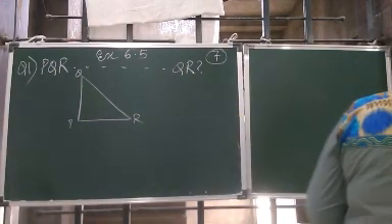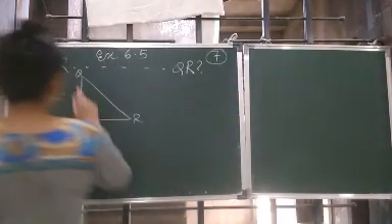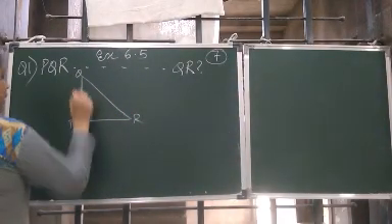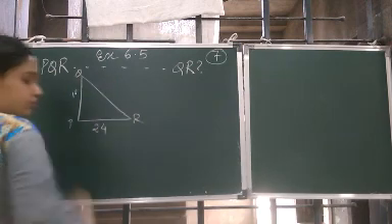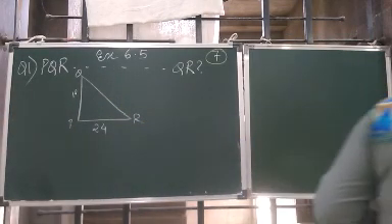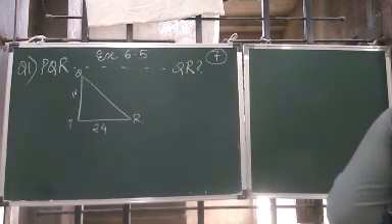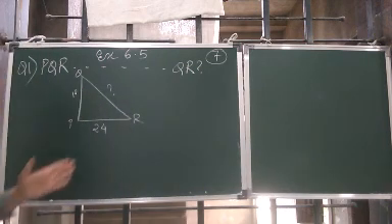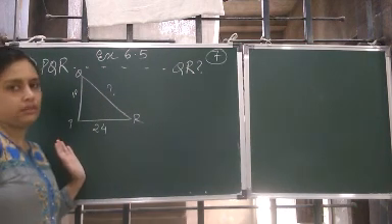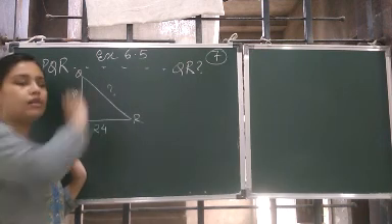PQ is 10 and PR is 24. We have to find QR. We have to find this. We have to find the hypotenuse. That means if we use the Pythagoras theorem, we will be able to find the hypotenuse.